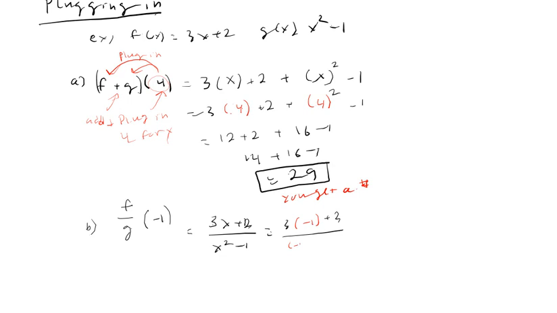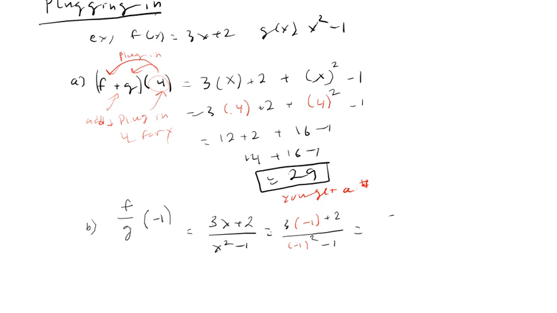Goodness gracious. 3 times negative 1 is, wait, there's a 2, right? There's a 2 here. This is a 2 here, everybody. And 3 times negative 1 is negative 3 plus 2 is going to be negative 1 on the top. Negative 1 squared is 1. 1 minus 1 is 0 on the bottom.